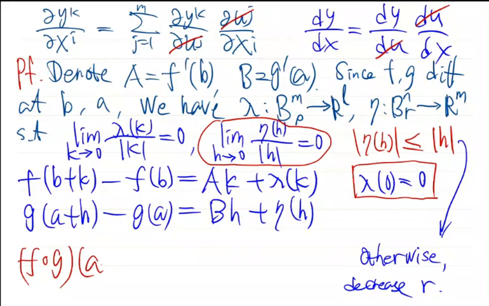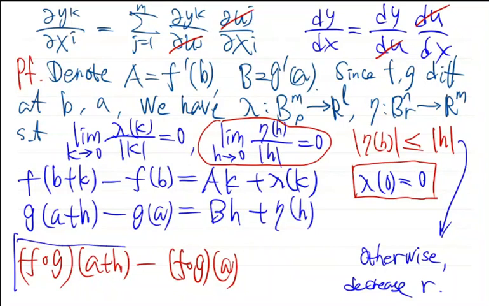So we need to compute f g of a plus h minus f g of a. We need to compute this. We apply k, we use the equality to estimate this. This is a thing we have to do because by definition of differentiability of the composition, to study the differentiability of the composition, you need to study this difference.